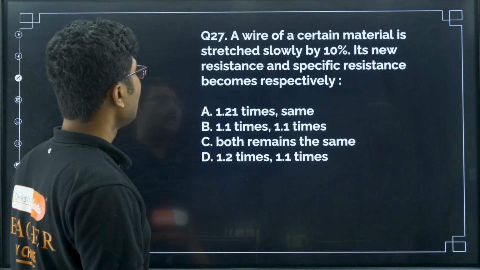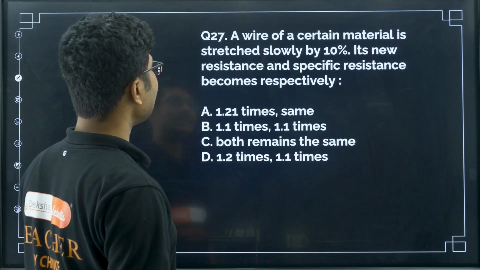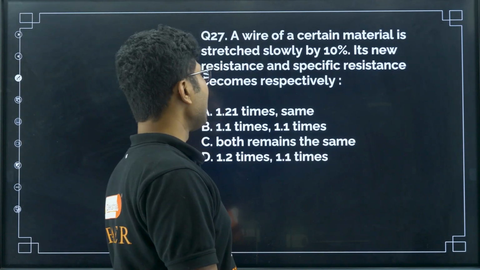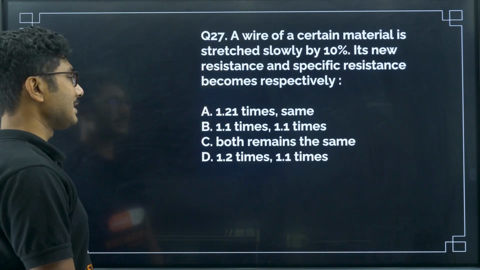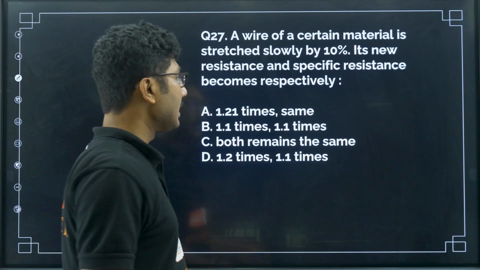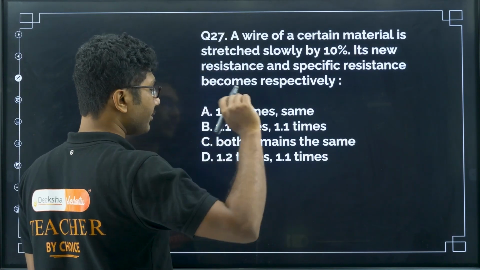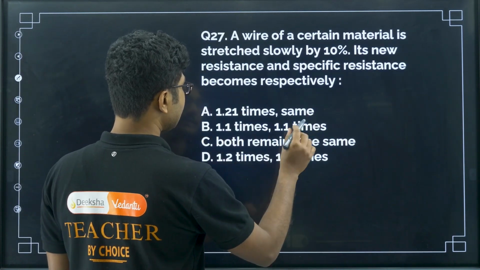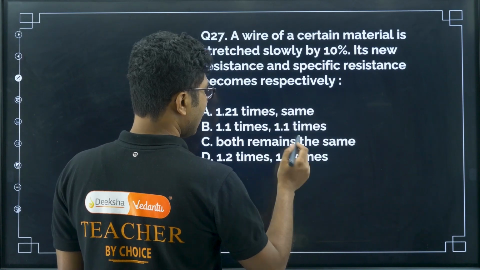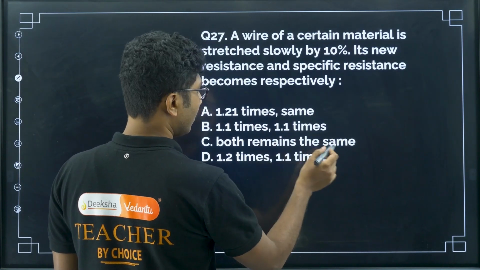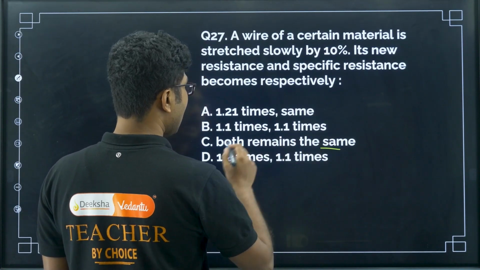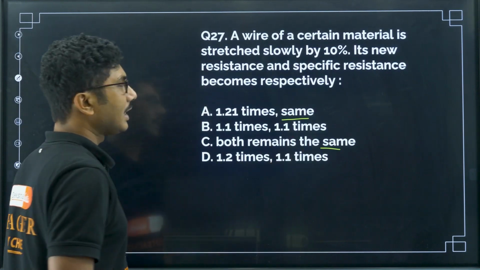Now the next problem: a wire of certain material is stretched slowly by 10%. Its new resistance and specific resistance become, respectively... Specific resistance remains constant. I think I have solved this question during my classes. So specific resistance remains the same. There are two options where both remain the same, and another one is this one. Now you don't need to solve it.